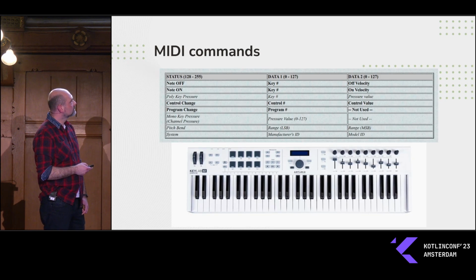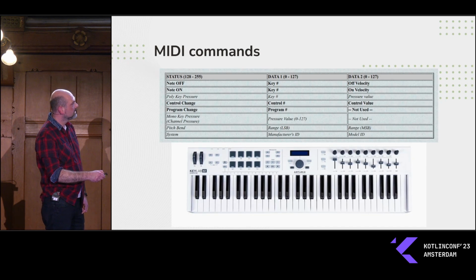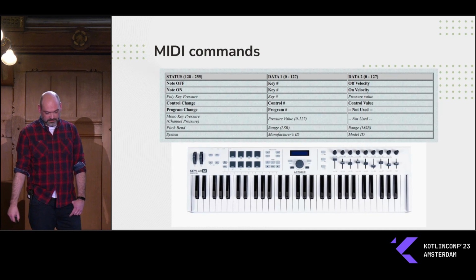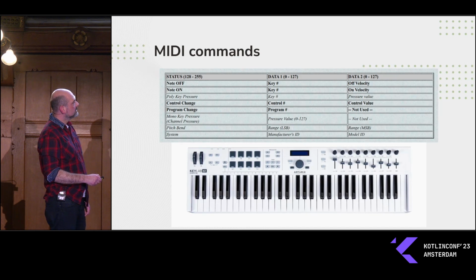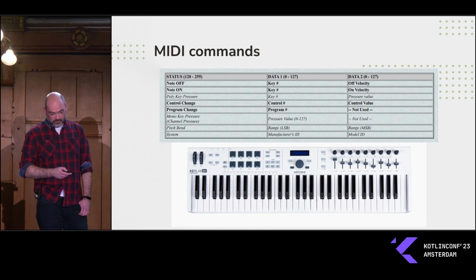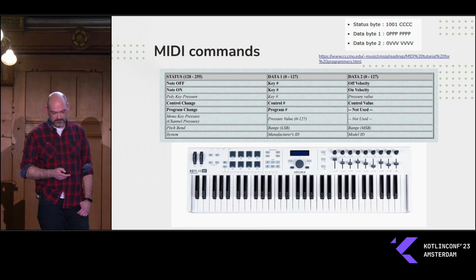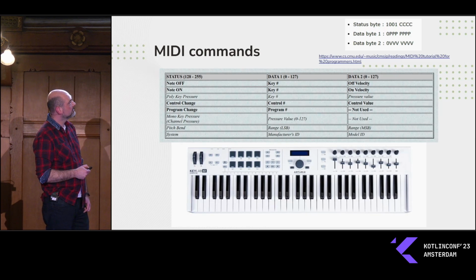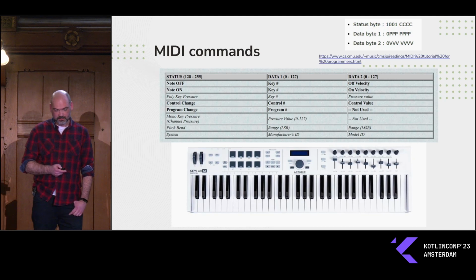Also, there are control change events. If you have knobs or other controls on the keyboard and you turn those knobs, it will send a control change message, along with the control number and the control value. Basically, if you are curious why it's up to 127, it's because it's a one byte message, but the first bit is used to distinguish between data bytes and status bytes. Status bytes start with ones and data bytes start with zeros.